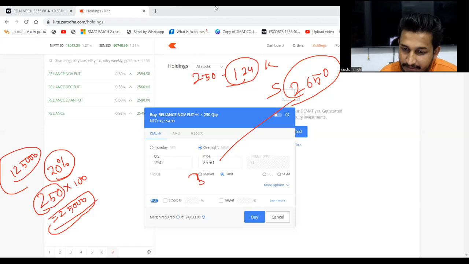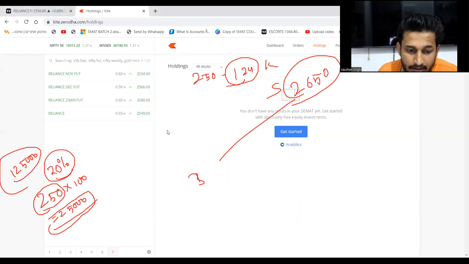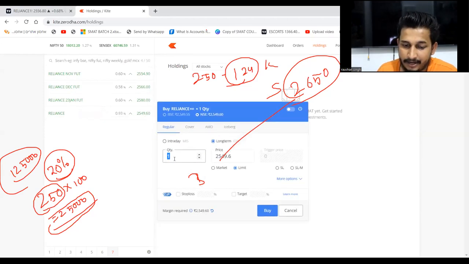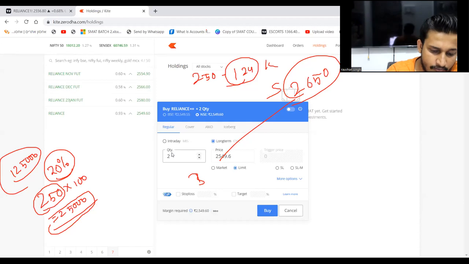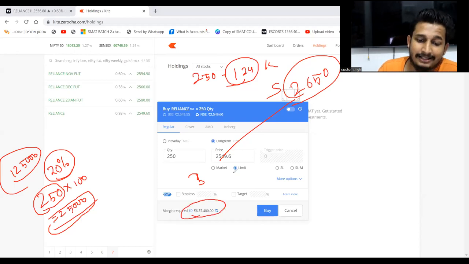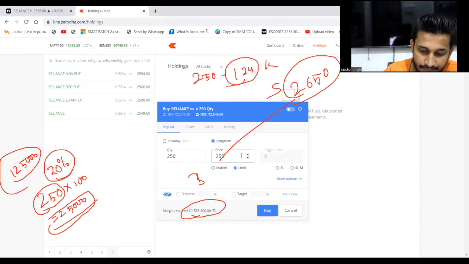Okay, please note down. Second thing is that when I'm trading in Reliance, first thing is that I have to pay the whole amount of money. 250 quantity, if I want to buy, I have to pay 6,37,000. Let's say I'm buying this at the same price, 2,550.